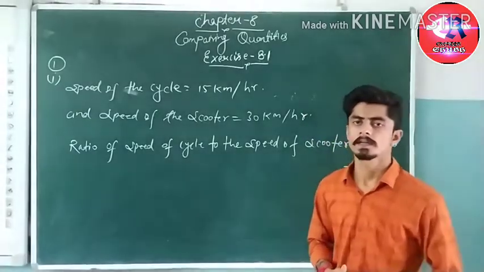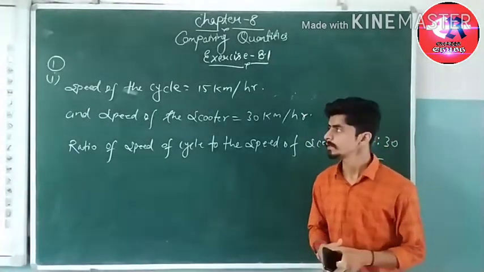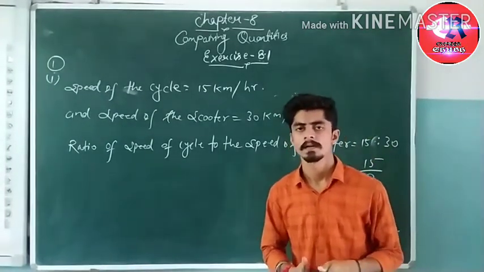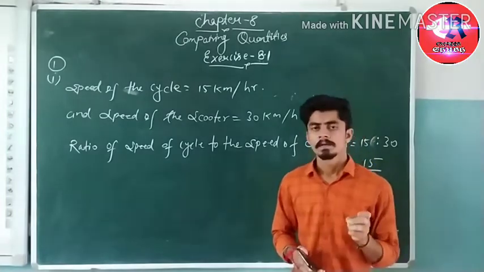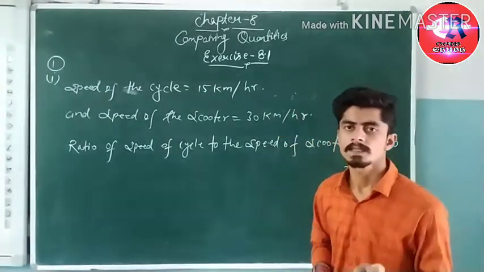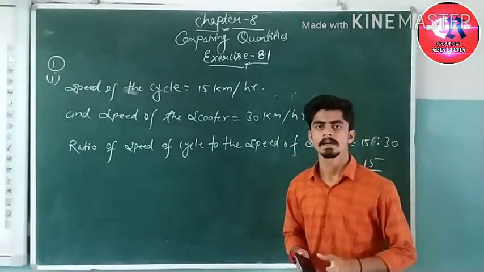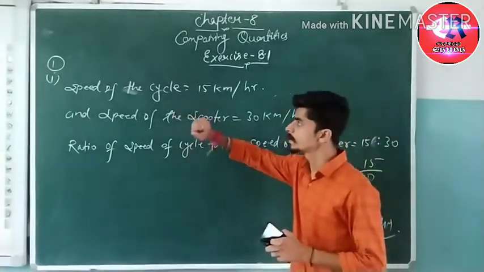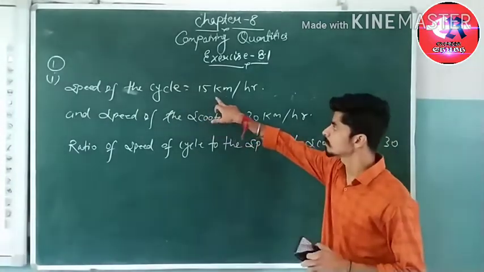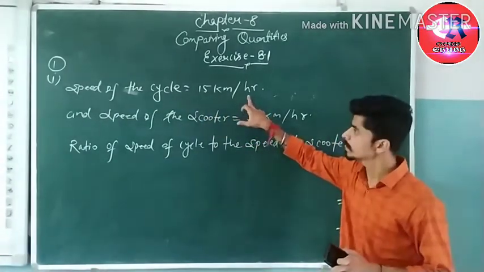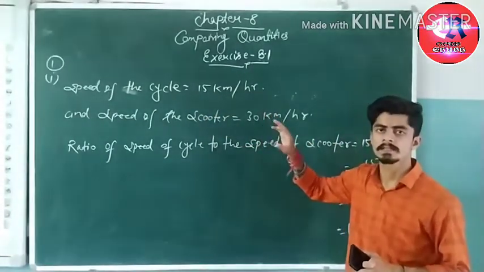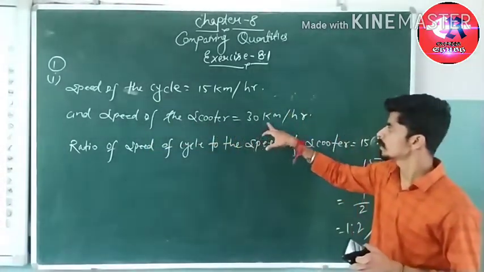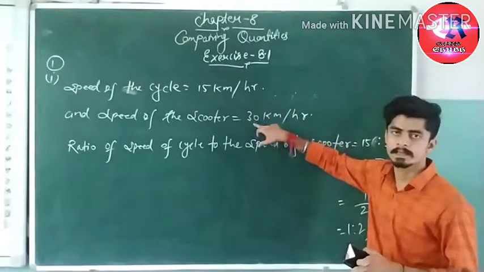So let's move to exercise 8.1, and the first question is where we have to find the ratio of the given data. The first one is: find the ratio of the speed of a cycle to the speed of a scooter. So the solution is, it is given that the speed of a cycle is equal to 15 km per hour. That means the cycle is covering a distance of 15 km in 1 hour, and the speed of a scooter is equal to 30 km per hour. This is given in the question.